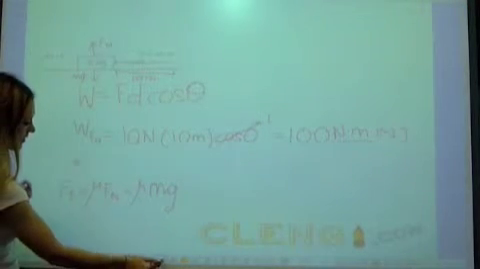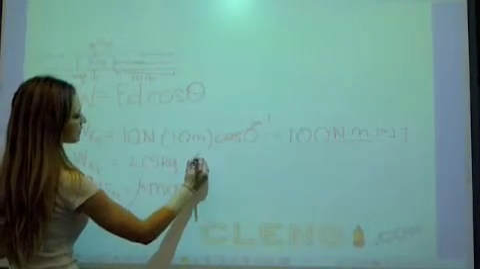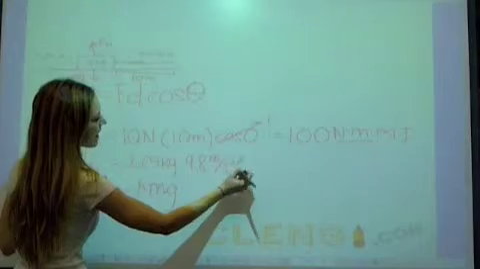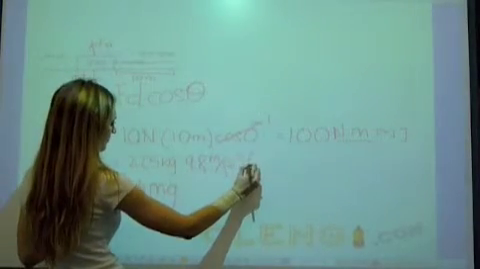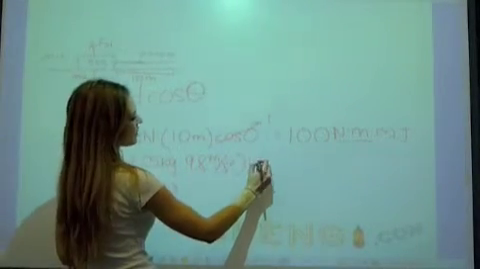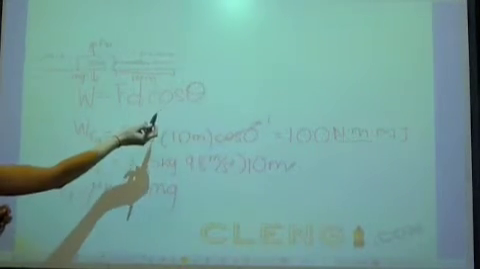That said, we can then do the work due to friction. Work from the force of friction is going to be equal to the force, which is mu times mg, or 0.2 times 5 kilograms times 9.8 meters per second squared, because we're dealing with all SI units here, times the distance. We want to see how much work this is doing when we travel those 10 meters. And then the cosine of the angle.